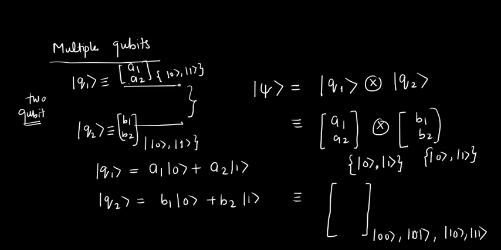But what is the amplitude of these individual computational bases? You have to get it like this. You have to multiply A1 with B1. This is the amplitude corresponding to 00. Now you want to find out the amplitude corresponding to 01. So you need to multiply A1 with B2. Similarly, we want to know the amplitude corresponding to 10. So you will get A2 B1, and A2 B2.